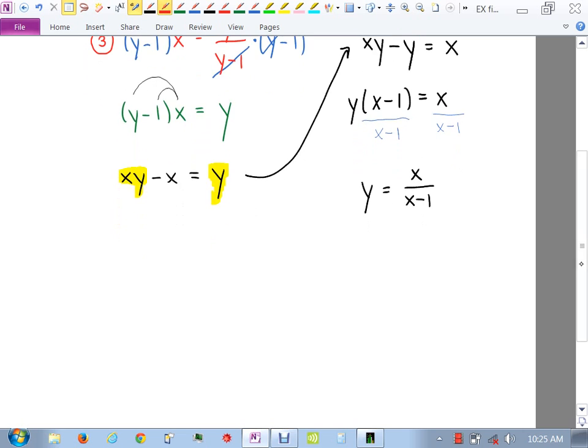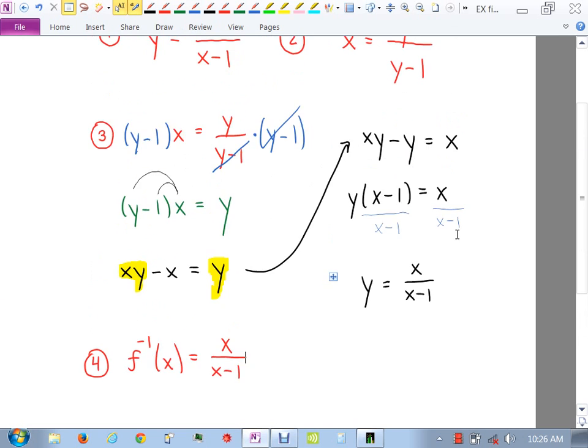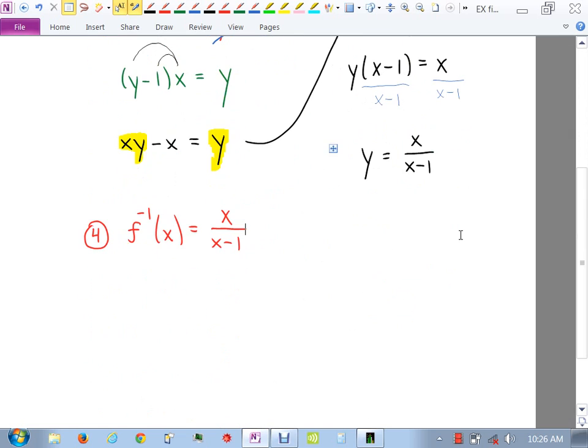Okay, number 4. Step 4 is to replace y with f inverse of x. So the inverse function is what? X over x minus 1. What the hell? You should be scratching your head a little bit, right? Because isn't that the original function? Isn't it? So the inverse is itself. That just doesn't seem right, does it?